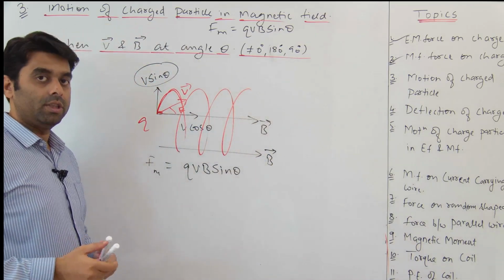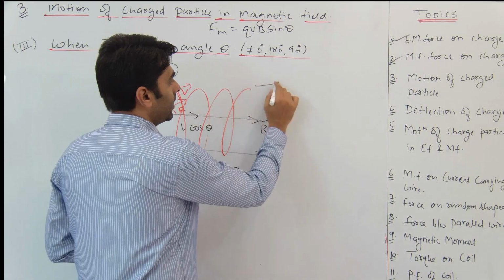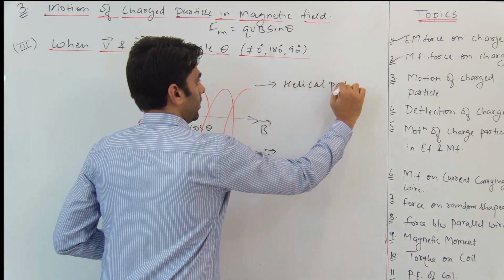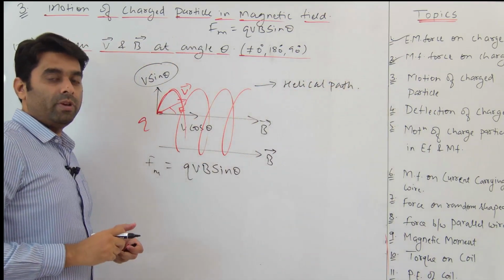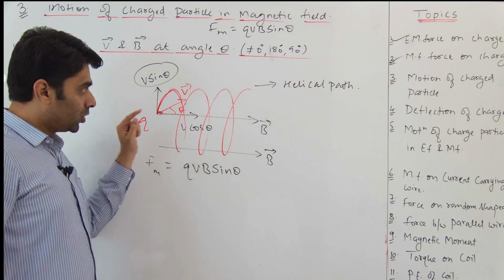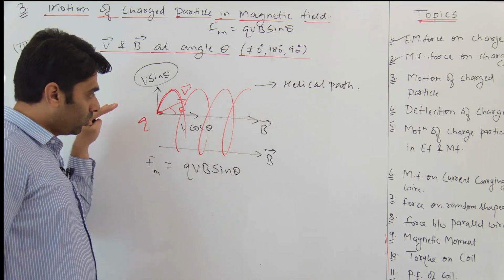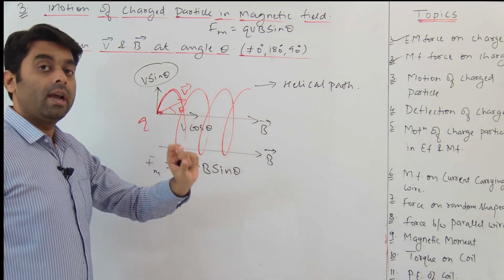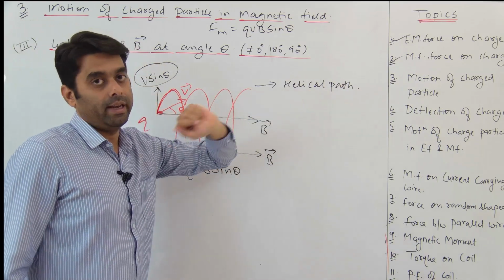This path is termed the helical path. When a charged particle is moving at an angle theta other than 0, 90, 180, then the motion of the particle will be a helical path. Due to V cos theta, it will move in a straight path. Due to V sin theta, it will have circular motion. Combined, the effect of these will be your helical path.